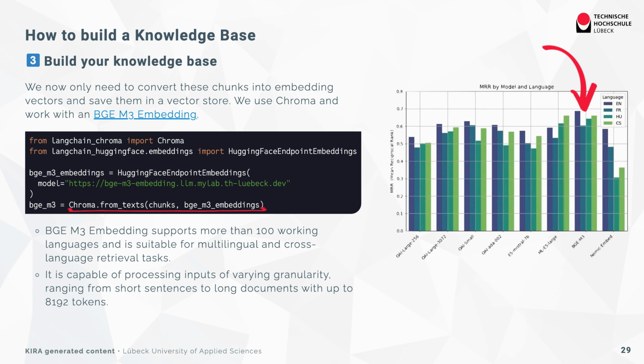The main advantage of the BGE M3 embedding is its multilingualism. BGE M3 supports more than 100 languages and is suitable for multilingual and cross-language retrieval tasks. It can process input of varying granularity, from short sentences to long documents with up to 8,000 tokens. In performance comparisons, see also the red arrow on the right, it performs very well and achieves results comparable to the commercial OpenAI embeddings. We therefore recommend working with BGE M3 embedding.